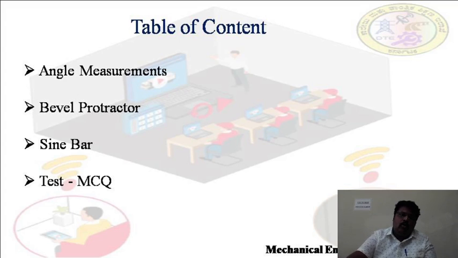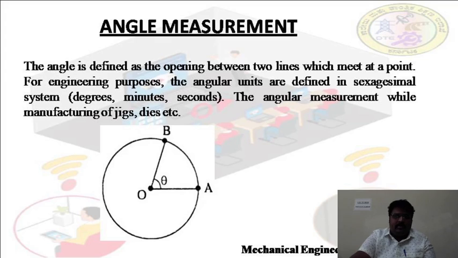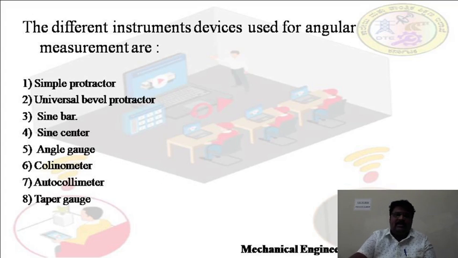Okay, so we'll move on to the first topic, which is called angle measurements. What is angle measurement? The angle is defined as the opening between two lines which meet at a point. For engineering purposes, the angular units are defined in the sexagesimal system, that is degrees, minutes or seconds, right? And the angular measurement while measuring jigs, dies, etc. You can see the figure, you will know better. So we'll move to the next slide.